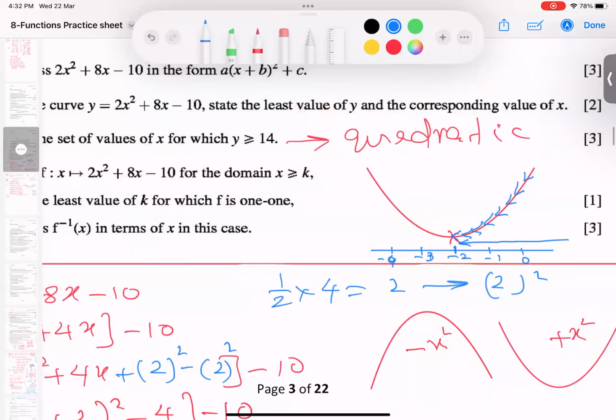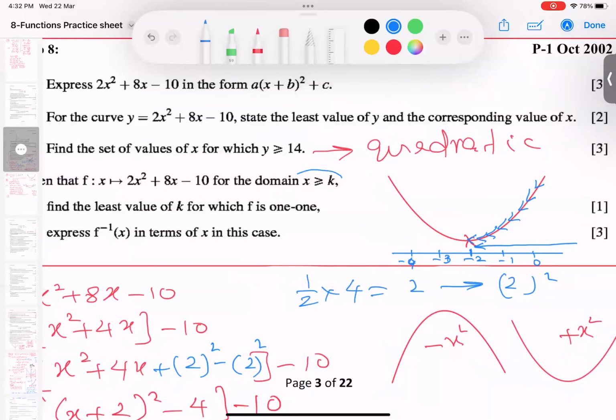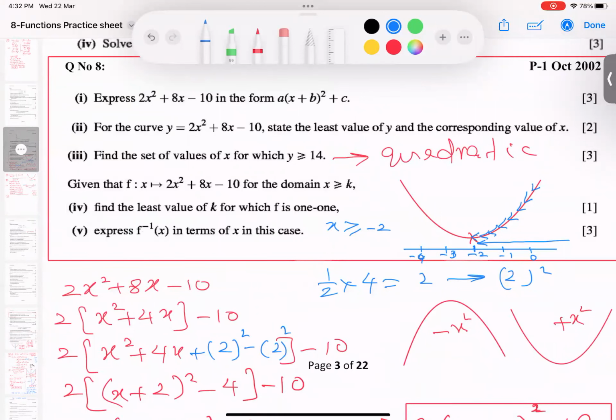So if he asks you the least value of k, because this x is actually -2, how to write the answer? x is bigger than or equal to -2. So I believe the point is clear. The least value of k for which it is a one-to-one function. I hope the point is very clear.